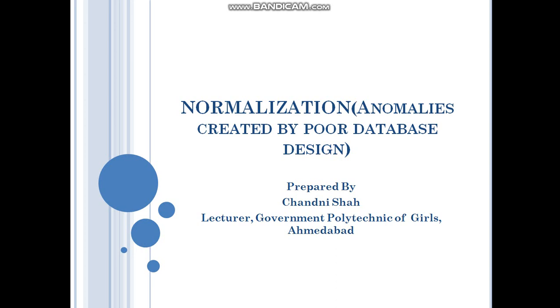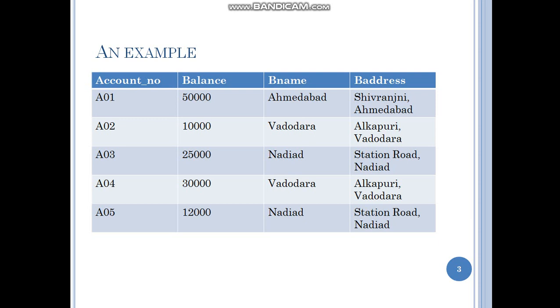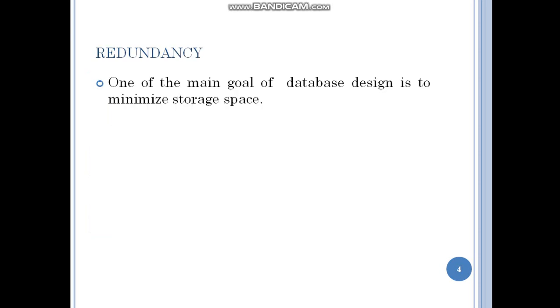So today we are going to see the anomalies that are created by poor database design, and that also justifies why exactly normalization is needed. So let's begin. These are the major anomalies that we would be addressing today. For explaining the anomalies, we would be taking the same account table as taken in previous videos with one additional column, that is branch address. So we have one record in Ahmedabad branch, two records in Vadodara branch, and two records of Nadiad branch.